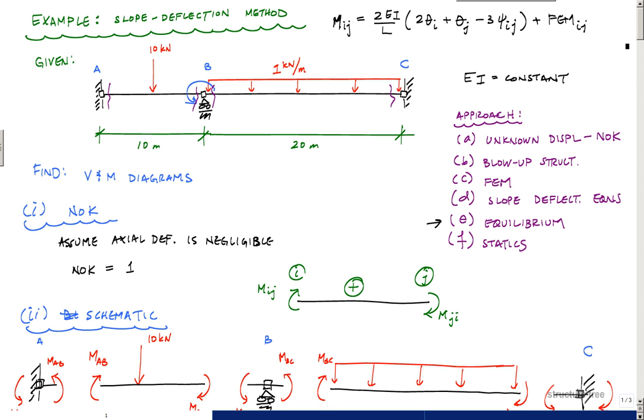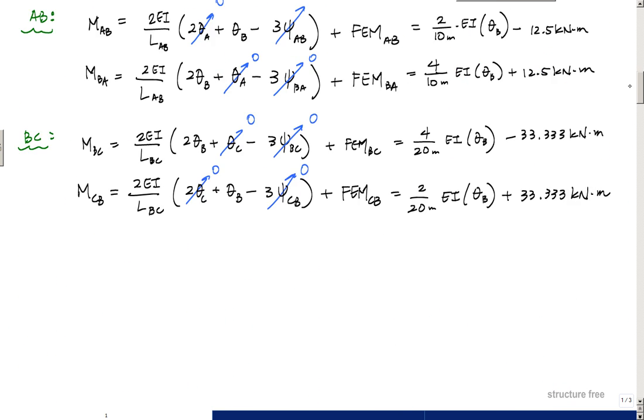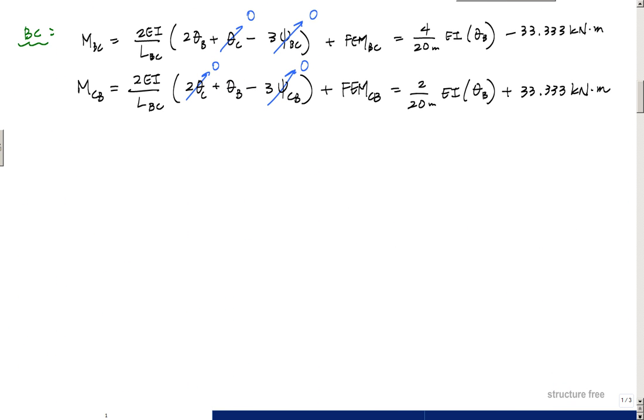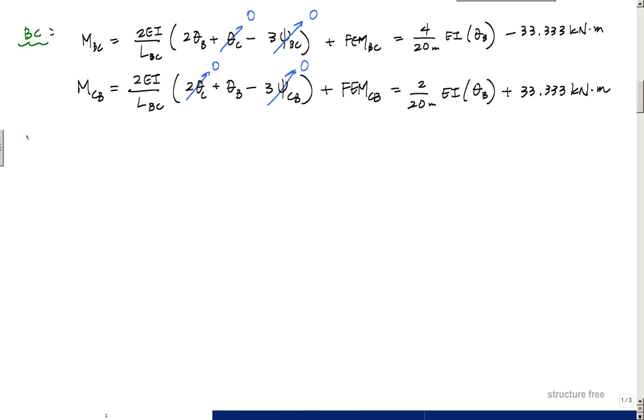And really, there's only one unknown, so that really tells us that all we need is one equilibrium equation. And that equilibrium equation will come from joint B. We'll call this process 4, 5. So this is equilibrium at the joint, okay?